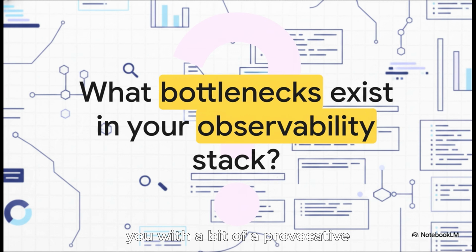But I want to leave you with a bit of a provocative question. If you can cut your mean time to resolution down to 4 minutes on the log side using this cheat sheet, what other hidden bottlenecks are currently lurking in your broader observability stack? I highly encourage you to take these queries, build them directly into your Grafana dashboards, and find out.